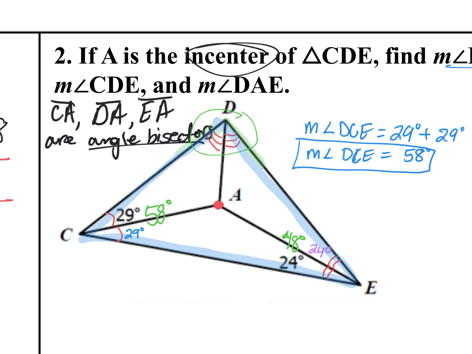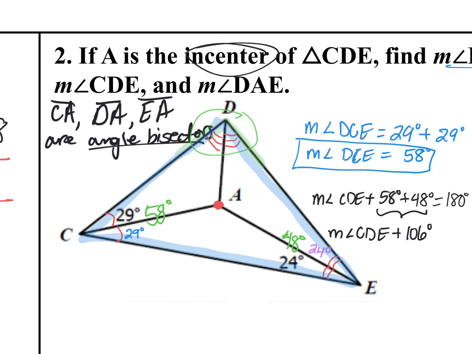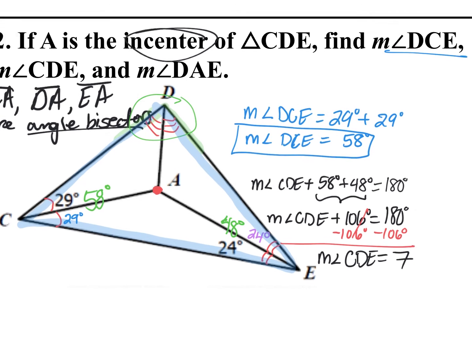The reason I know that is because I know that measure angle CDE plus 58 plus 48 will equal 180 degrees, because all three angles in a triangle add up to 180. So I'm going to add these two. So measure angle CDE plus 106 equals 180 degrees. Then to find the angle measure, I need to subtract 106. And that's going to give me that measure angle CDE equals 74 degrees.